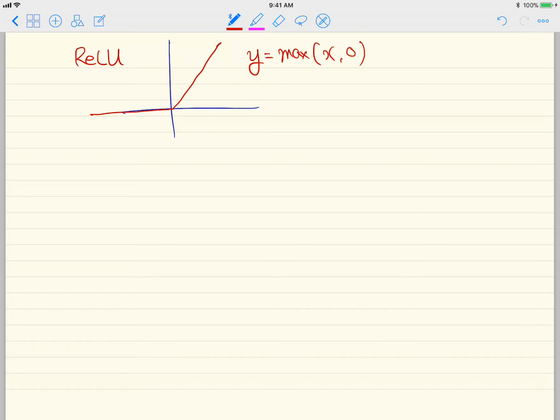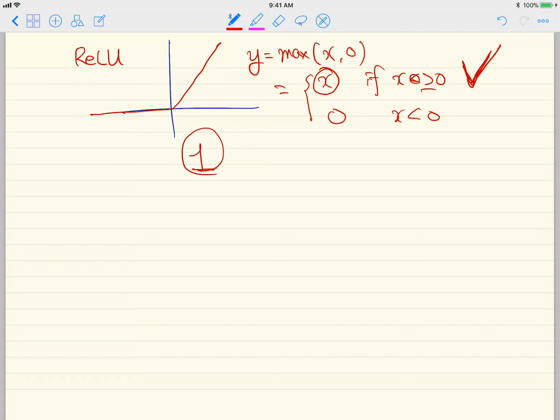So ReLU is represented as this function, right? Okay, so in this case, of course, it is represented as x if x is greater than or equal to 0, and 0 otherwise, right? So at least in this case, what is the gradient? The gradient will be simply 1, right?